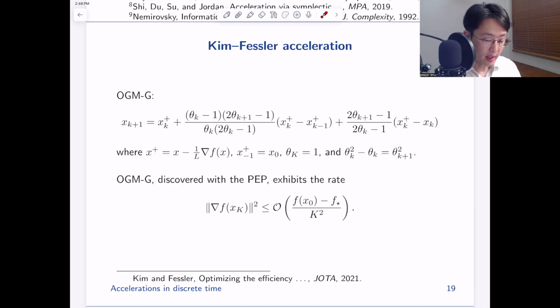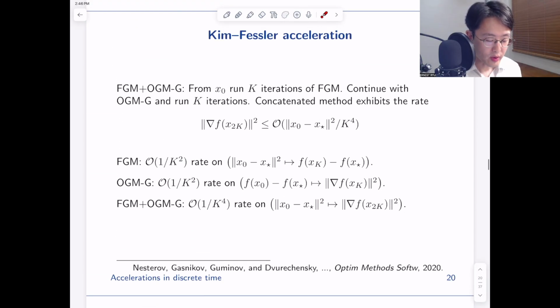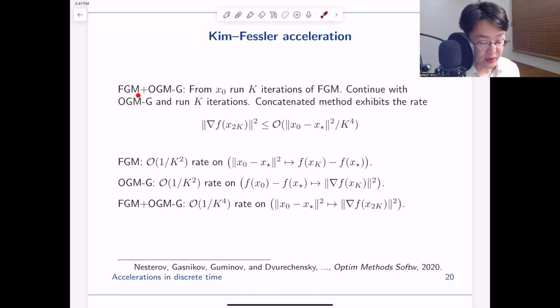But wait, I just said that 1 over k quad is the lower bound, and here we have 1 over k squared. So what's going on? Well, here's how you get the optimal rate. The way you get the 1 over k quad rate is through what I refer to as a concatenation mechanism. We'll concatenate Nesterov's fast gradient method and Kim-Fessler's OGMG.